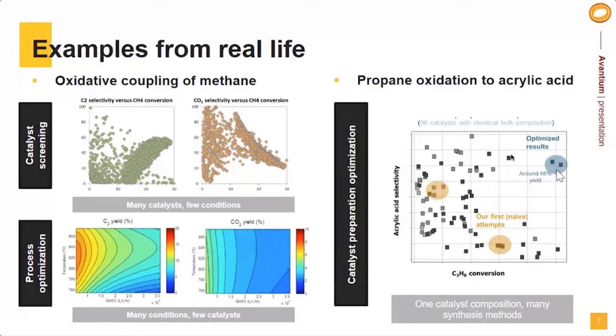So these are three completely different ways in which we used our high throughput approach. So you should think in advance which of those three experiments you actually want to do. Okay, so this was our catalysis business unit.